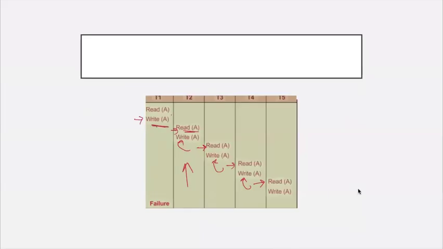Now, if you're going to undo this value, it will not be valid anymore. So T2 has to be rolled back. And again, T3, because T3 has read the value of A written by T2, also has to be rolled back, and so on. So this is an example of a cascading rollback.